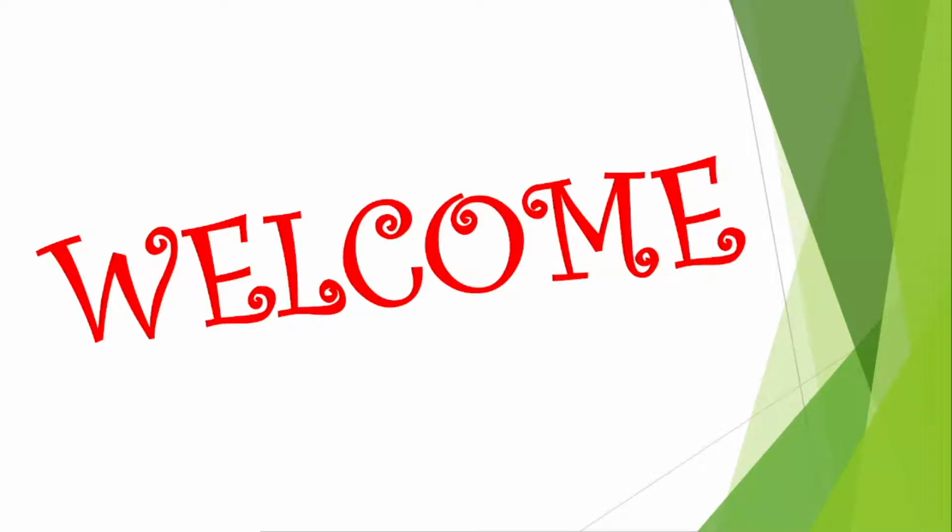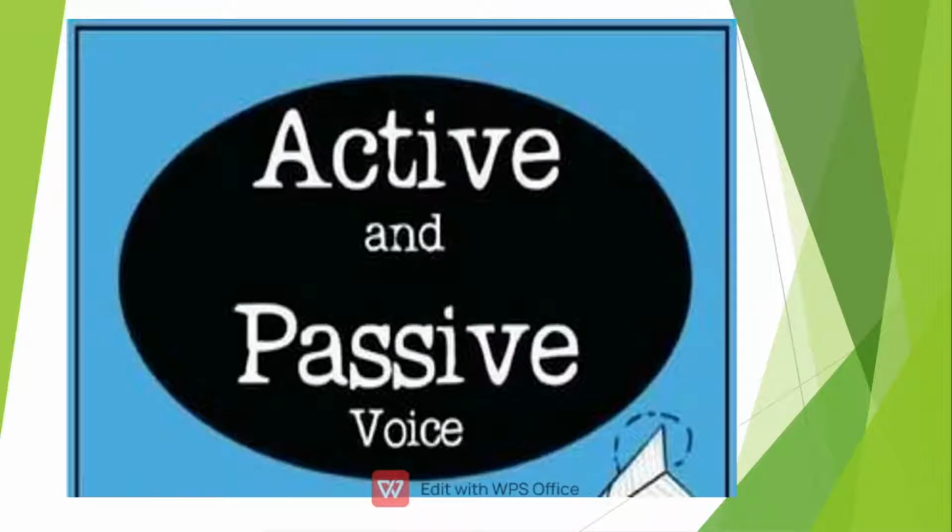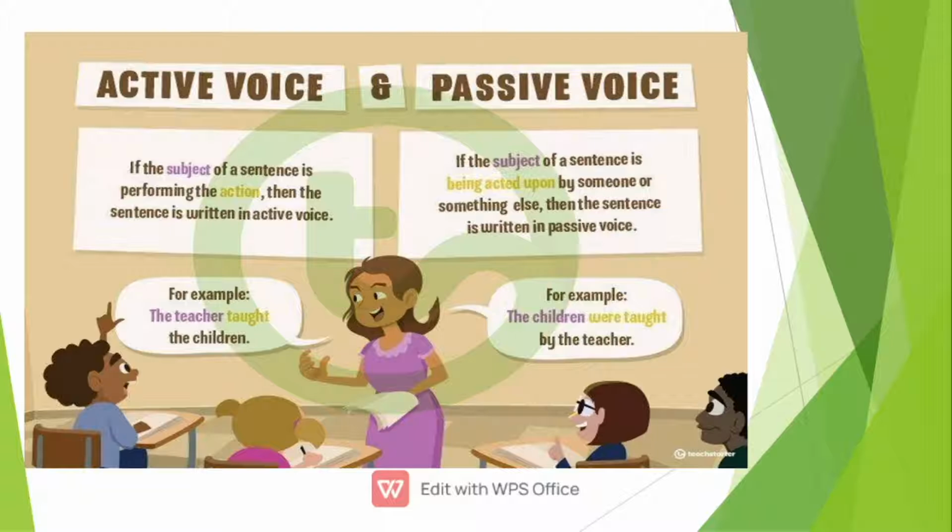Now dear viewers, today we are going to start active and passive voice. Now what do we mean by this? Active voice is basically the sentence spoken by the speaker directly. If the subject is performing the action, then the sentence is written in active voice. And if the subject of the sentence is being acted upon by someone, or in other words, he is the receiver of the action, then the sentence is written in passive voice.